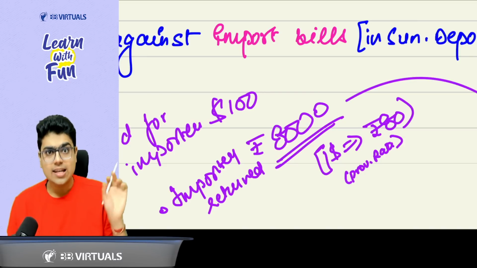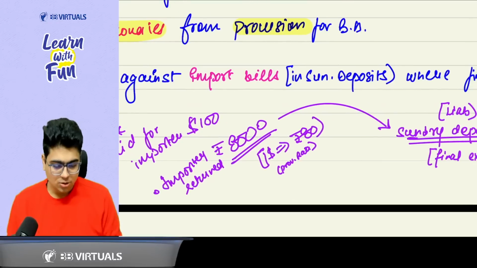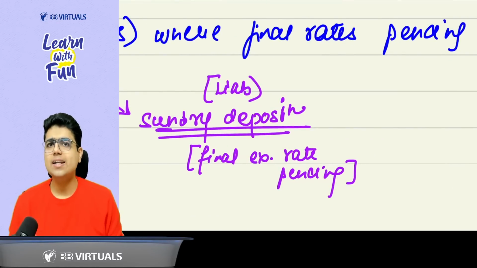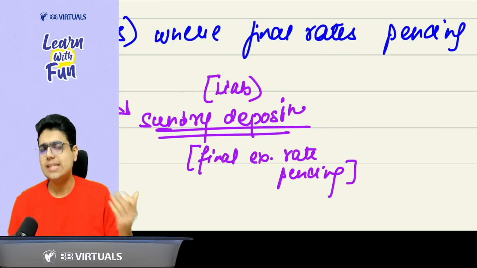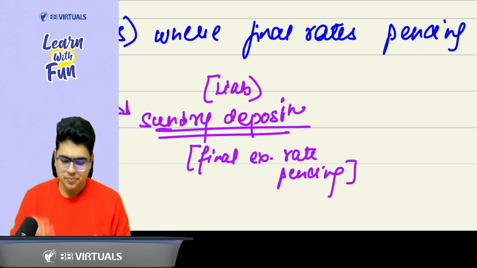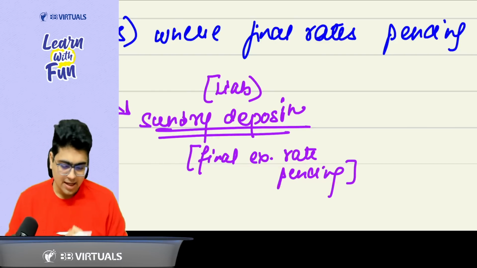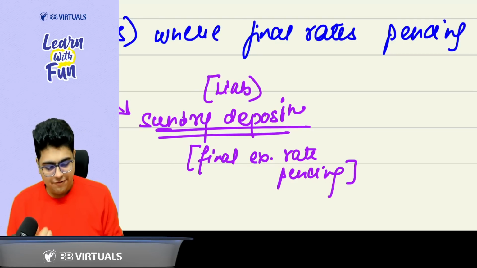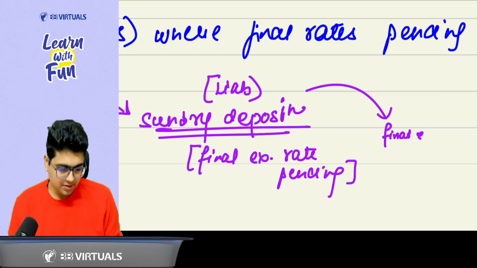I said no. Liability did not set off because this is given on a provisional basis. So this 8,000 that the bank has got now, he will keep in the form of sundry deposit, yes, that is also a liability. And why they have kept in the sundry deposit? Because the final exchange rate is pending. Now tell me one thing. When the final exchange rate will come? Now in the future, let's say the final exchange rate comes.